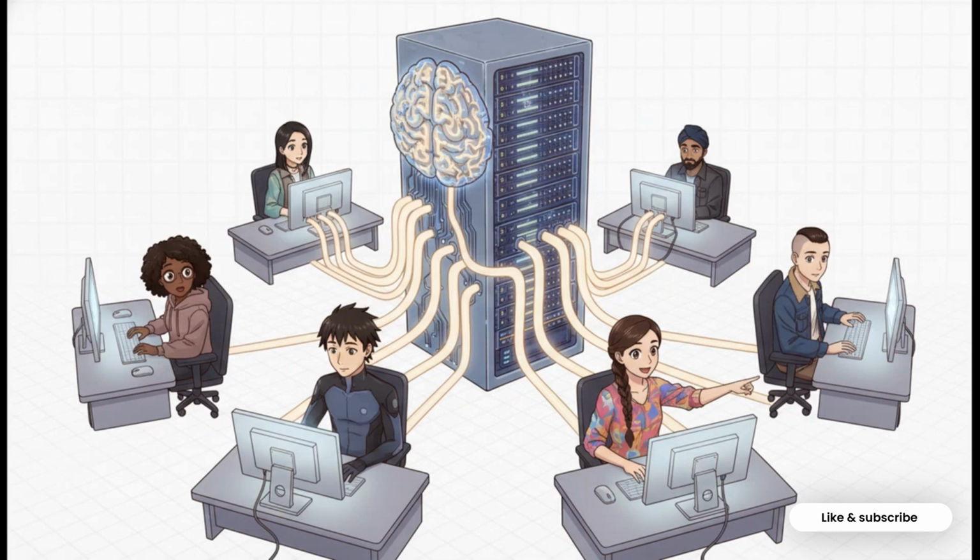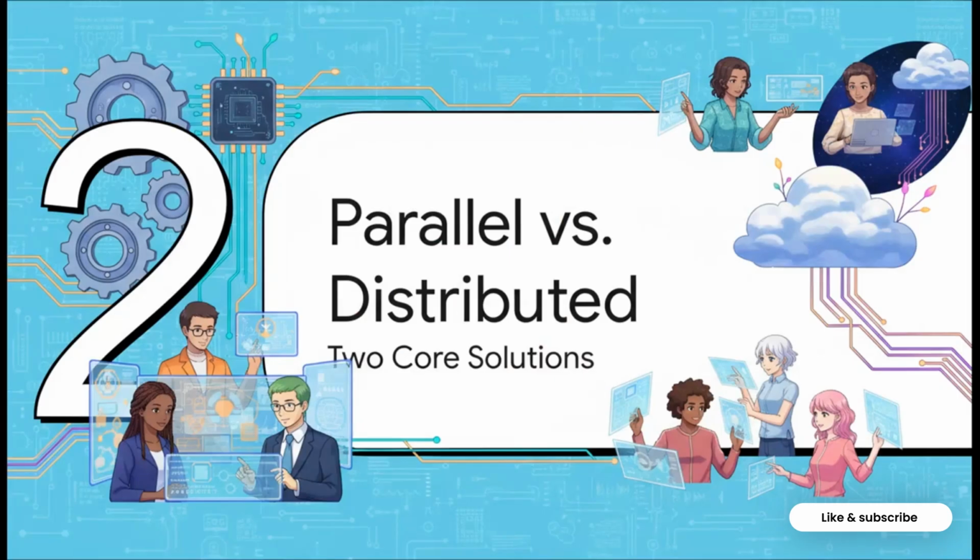A really great way to picture this is that classic client-server setup. Just imagine one huge, powerful mainframe, the central brain, and then you've got a whole bunch of simpler computers or terminals that connect to it to get any real work done. All the smarts, all the power, it all lives right there in the center. So once that central brain starts to max out, we need a new game plan. This is where we get to the two main solutions that really form the foundation of almost all modern high-performance computing: parallel systems and distributed systems.